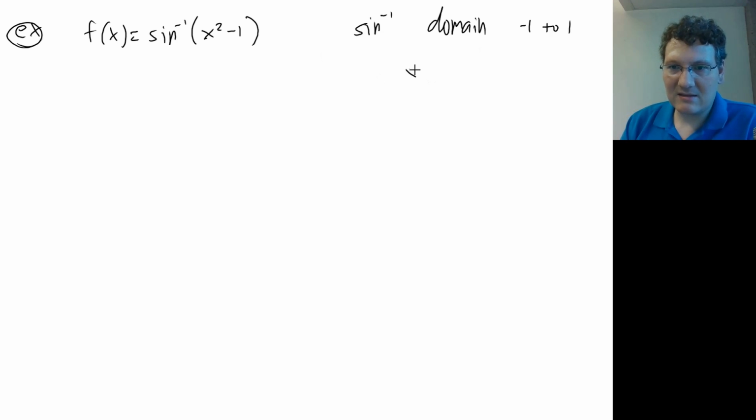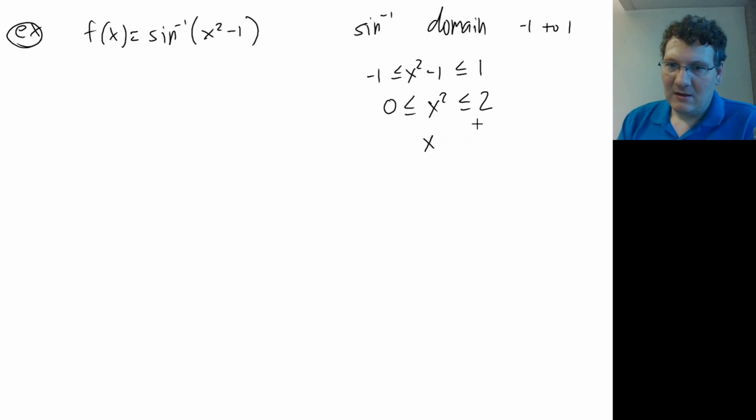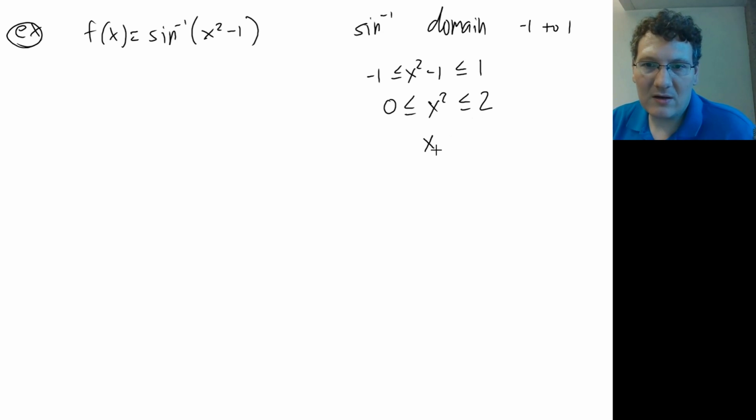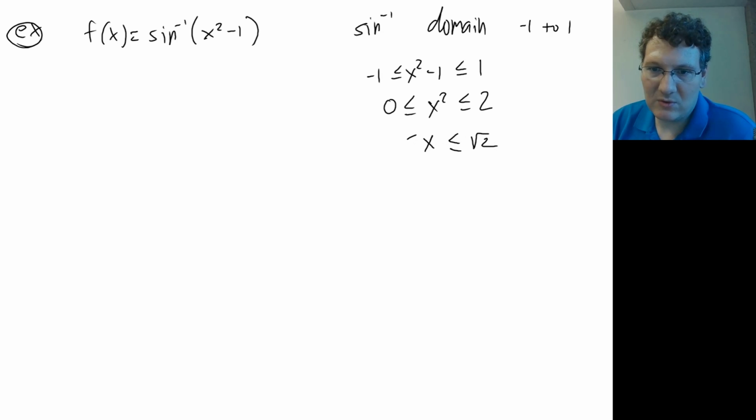That means that x squared minus 1 has to be between -1 and 1. If I add 1 to all of those, that means 0 is less than or equal to x squared, which is less than or equal to 2. So x squared is always going to be positive, which means x can be anywhere between the square root of 2 and negative square root of 2. And that'll be okay.